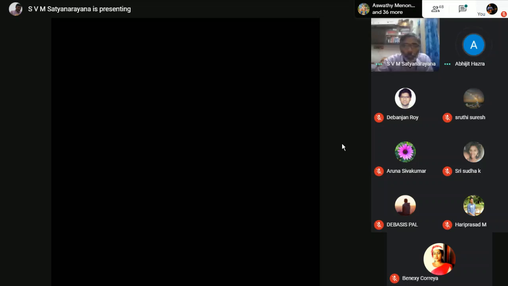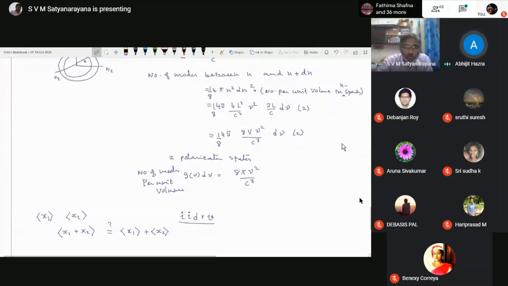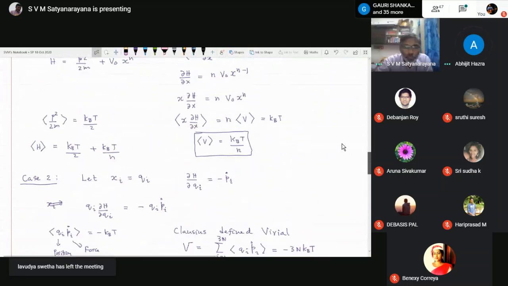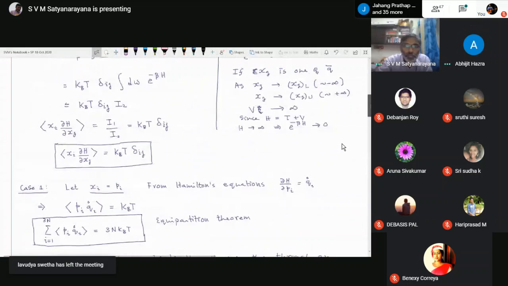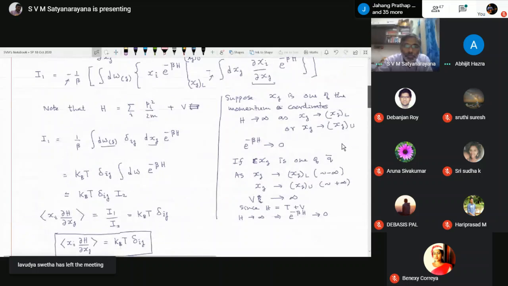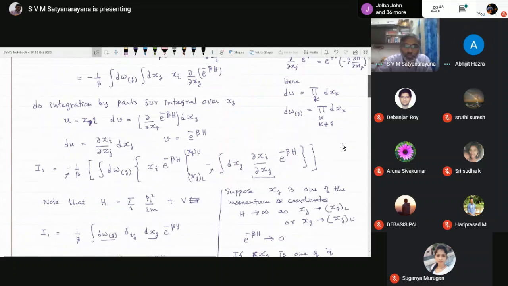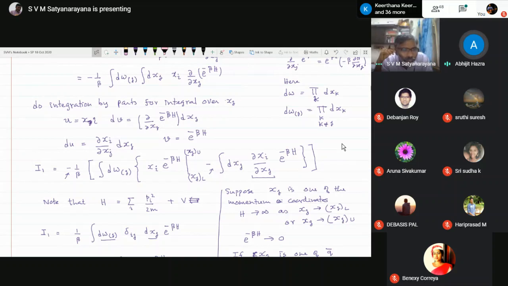Sir, can you go back to the initial derivation where I didn't understand a step? The delta is a right, the delta. Today's derivation. Yes. So here, which part? From this I1 equal to minus 1 by beta, from this line to the next line, I1 equal to 1 by beta d omega j.